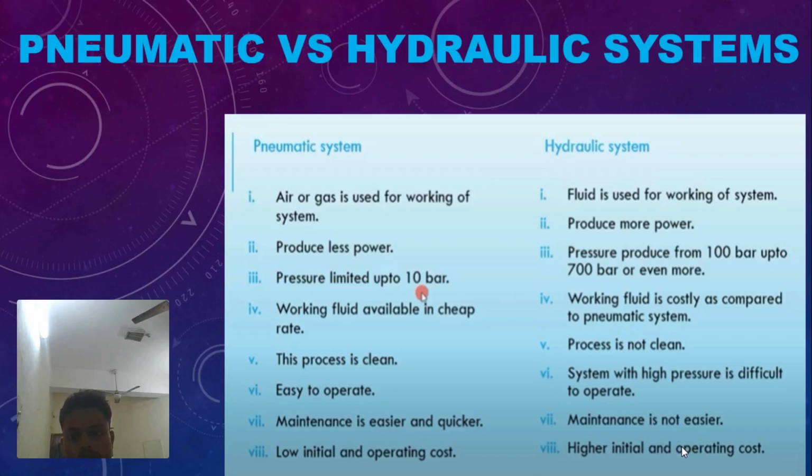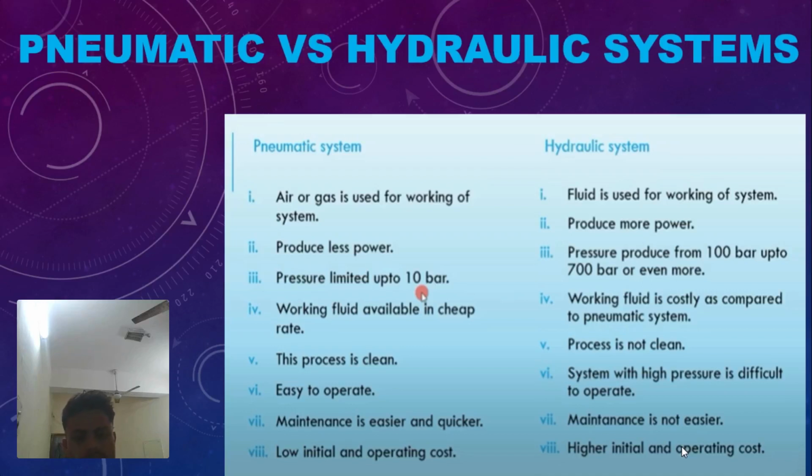Pneumatic pressure is limited up to 10 bar in pneumatic systems, whereas in hydraulic systems pressure ranges from 100 bar up to 700 bar or even more. In a pneumatic system, the working fluid is available at a cheap rate, but in a hydraulic system, the fluid is costly compared to a pneumatic system. In a pneumatic system, the process is clean, and in a hydraulic system, the process is not clean.